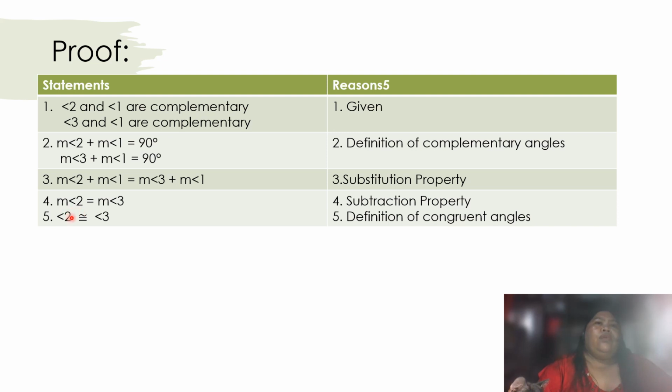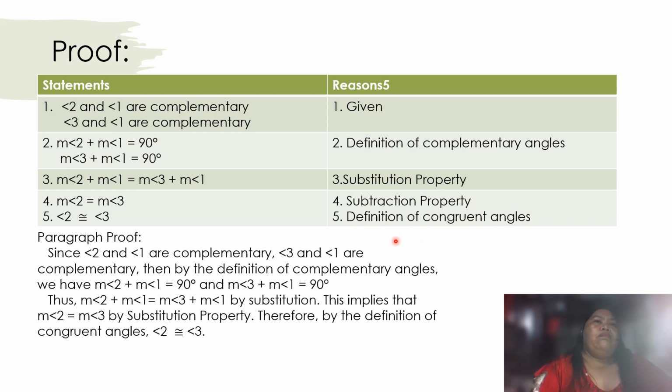So statement 4, measure angle 2 equals measure angle 3, by the subtraction property. So we subtract. Therefore, we could say that angle 2 is congruent to angle 3. That is the definition of congruent angles. So we usually say that congruent angles have the same measurement.